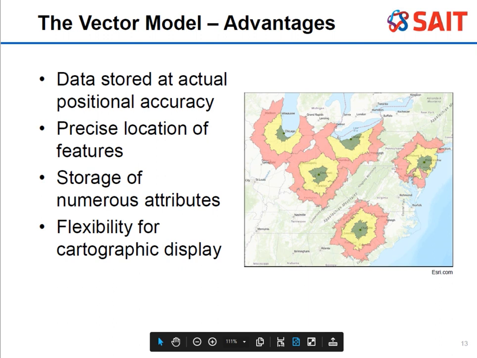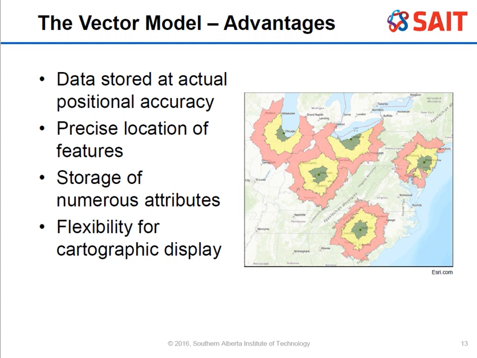So with all of that, let's talk about the advantages of vector models. Data is stored at the actual positional accuracy. So when I go out and collect data, if I have poor accuracy, the data that I collected is going to show up in a poorly accurate position. So data capture is really important for the vector model.